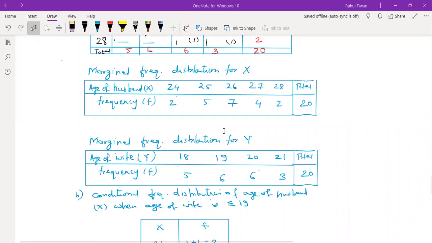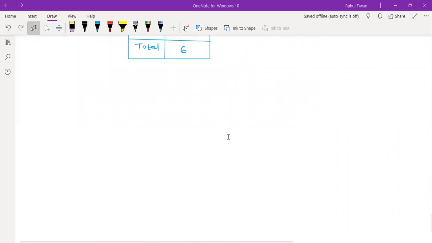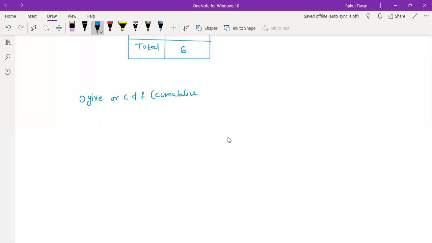I just want to introduce here the concept of Ogive, that is called cumulative frequency. The concept of Ogive, which is also called CDF, the cumulative distribution function. Okay, it has two types. One will be the less than type, the other will be the greater than or equal to type.